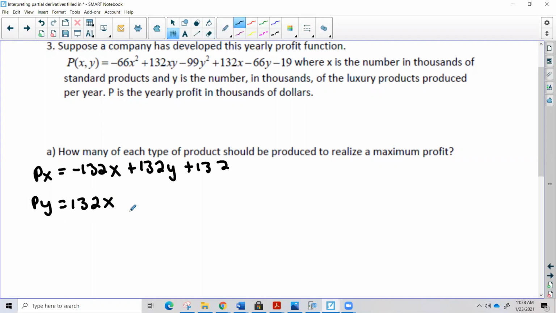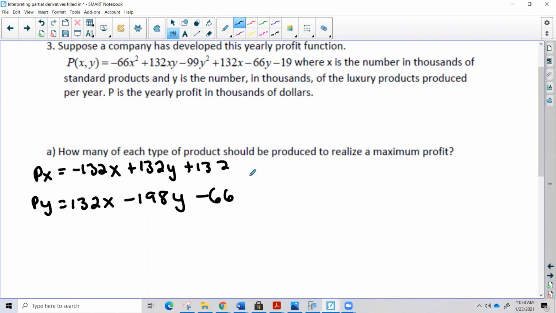Negative 99Y squared, I'm going to do negative 99 times 2, which is negative 198, and then Y to the first. 132X is a constant, so it's 0. Negative 66Y is negative 66, and 19 is a constant.